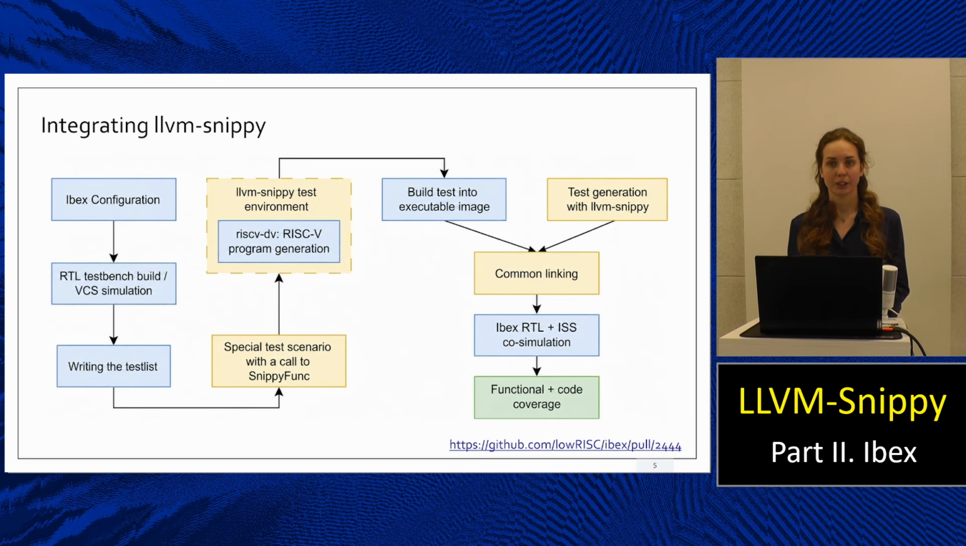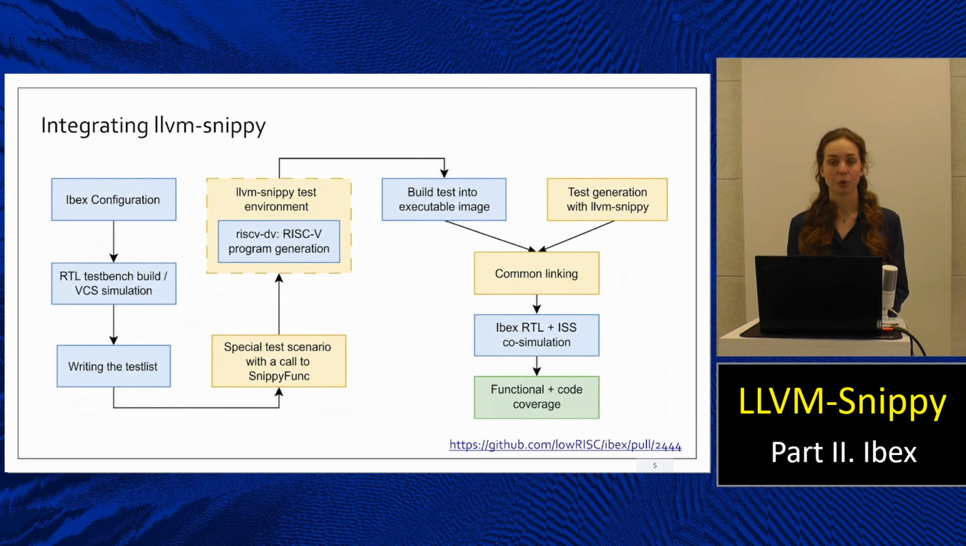That is, instead of having the program generated only by riscv-dv, we add the ability to plug in tests created by LLVM-snippy. As a result, the flow looks like this. LLVM-snippy generates RISC-V code, then the code is built into an executable image and run inside the existing Ibex environment. And the rest, co-simulation and coverage collection, stays the same.